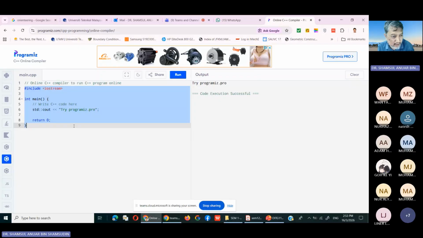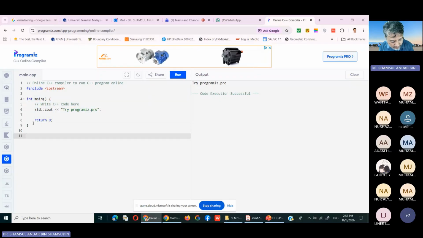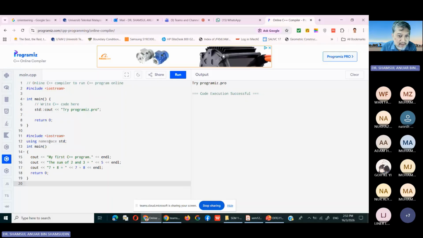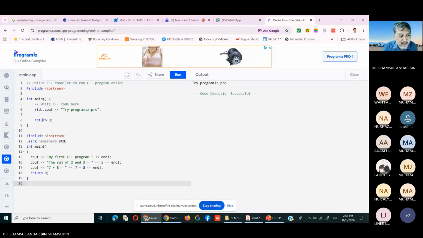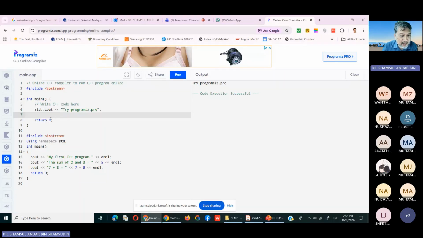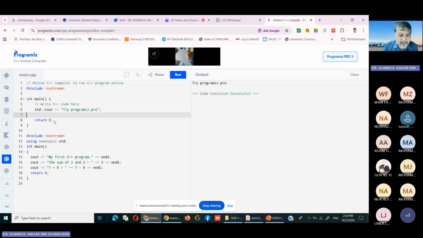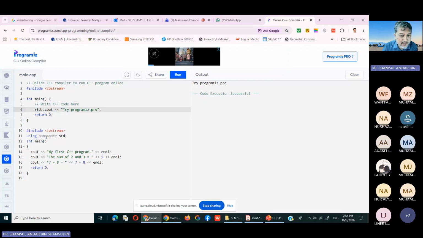Control Z. Let me paste it down here. I want you to notice some differences here on the basic strategy. So we can have empty space. Empty space, they will not read. So there's nothing. You can delete empty space if we can do that.